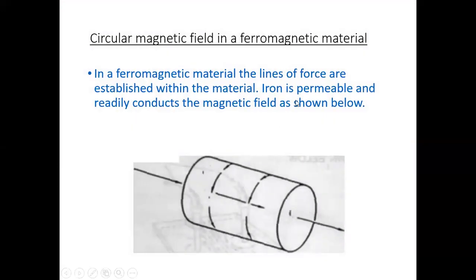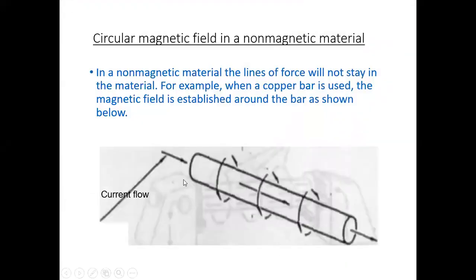In ferromagnetic metal, lines of force are established within the material. Iron is permeable and readily conducts the magnetic field as shown below. This is a magnetic conductor, so the lines of force are within the conductor. If it is ferromagnetic material and you apply current, the circular magnetic field will stay within the magnet. But in the first case, this is non-magnetic material and you are sending current. In the case of non-magnetic material, the lines of force will not stay in the conductor, so they will come out.